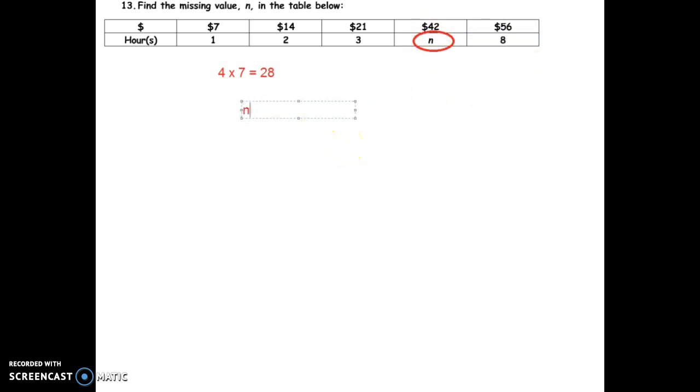So what times 7? I'm putting an asterisk here. N times 7 equals 42. So if you don't know your math fact and can't figure out what number this is, you can go opposite, get n by itself, so you're going to divide by 7, and divide this by 7. And then you'll learn that 42 divided by 7 actually equals 6. So that's your answer. N equals 6.